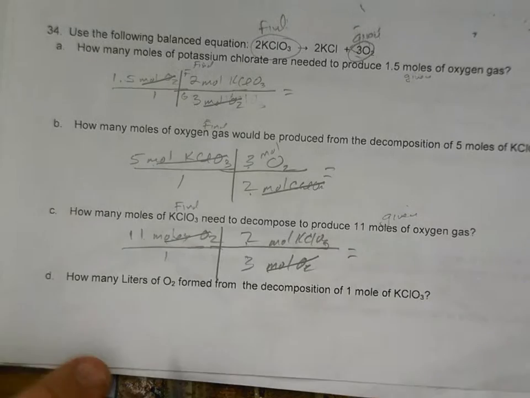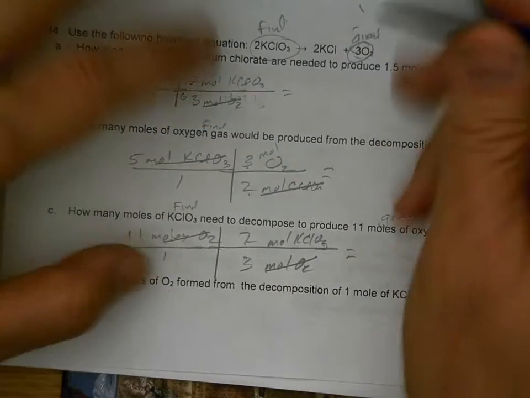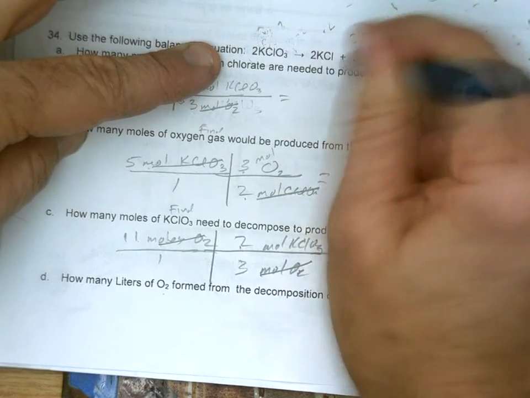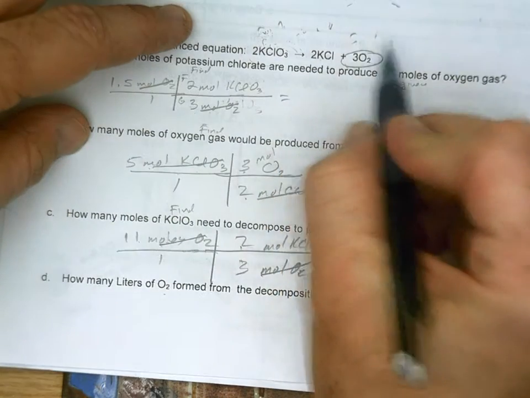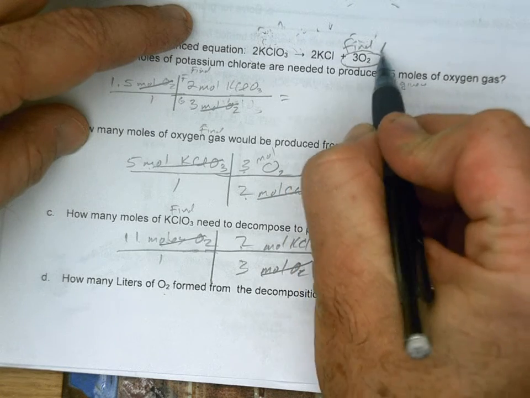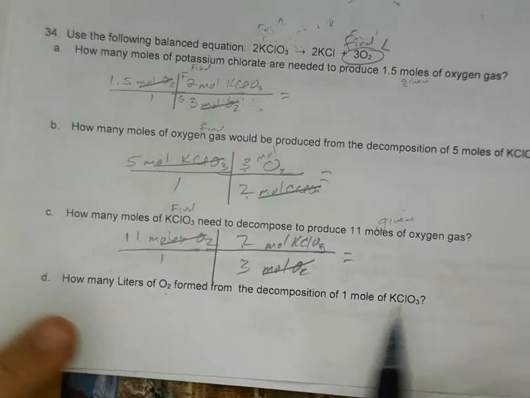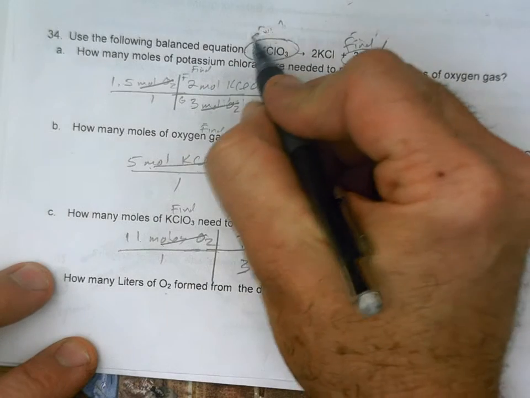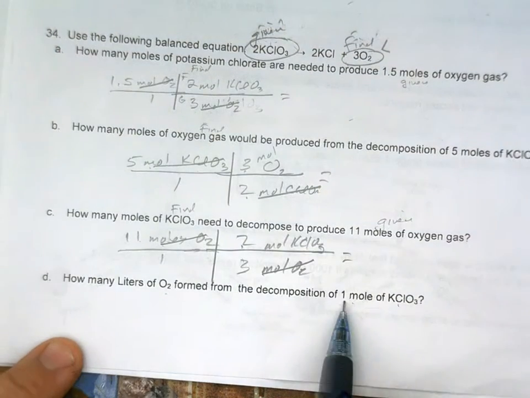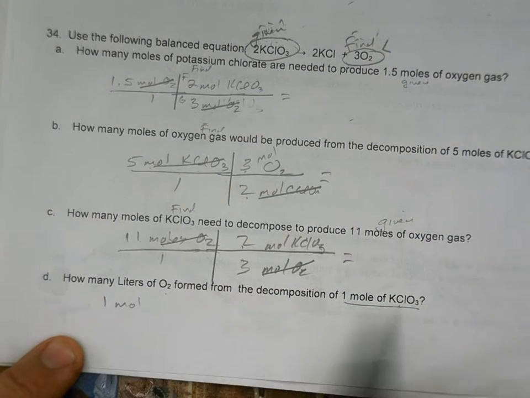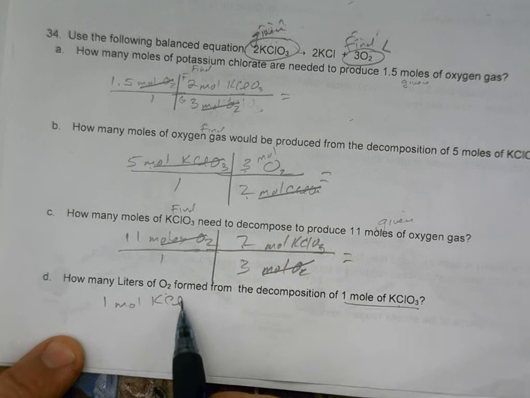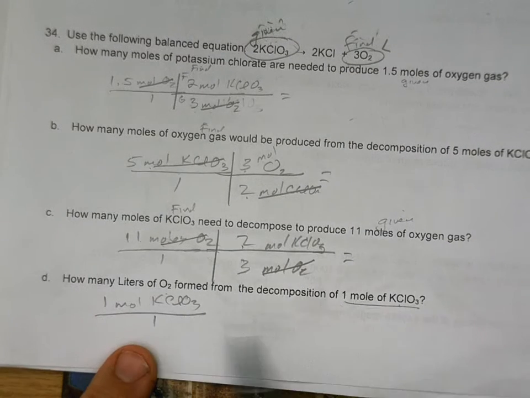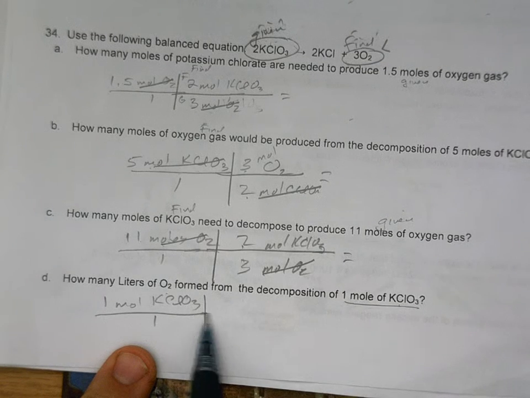Okay, now for part D. Part D, how many liters of O2? So now we're going to have to do an extra step compared to the last 3. So we're trying to find liters of O2. This time I'm going to come up here and circle. We're trying to find O2, and I'm going to put an L there to note that we're looking for liters. And we're given 1 mole of KClO3, so this is what our given is. So we'll write down the value that we had, 1 mole of KClO3 over 1.